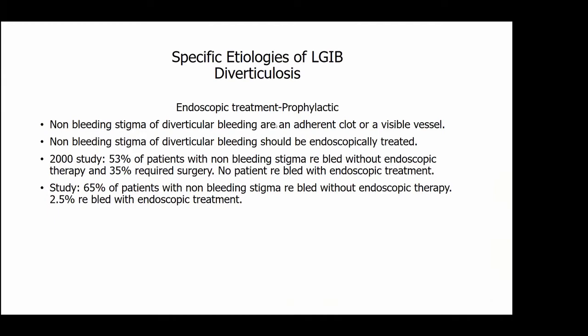And it's important to not only treat actively bleeding diverticula, but also to treat non-bleeding stigma of diverticular bleeding, which is basically an inherent clot or a visible vessel. And the reason for that is that 53 or 60 to 65% of patients with non-bleeding stigma will go on to bleed. And if you treat them endoscopically, then in one study, no patient went on to bleed, and in another study, only 2.5% rebled.